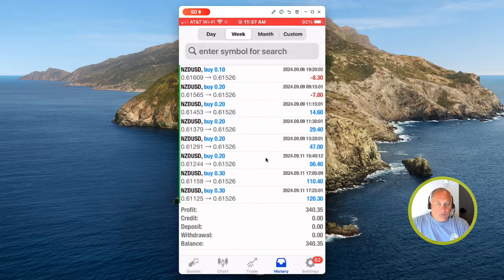So for the week, just looking back 5 days, you'll see there is a $340.35 profit. That's from the free signals, so that's a pretty nice profit if you're following along in these free signals. The base lot size is 0.10.